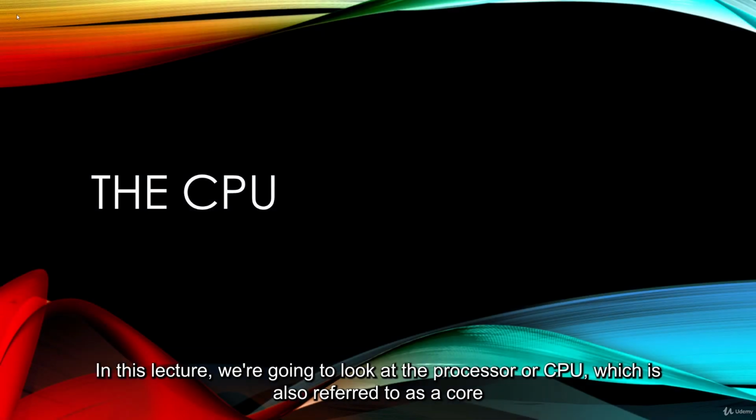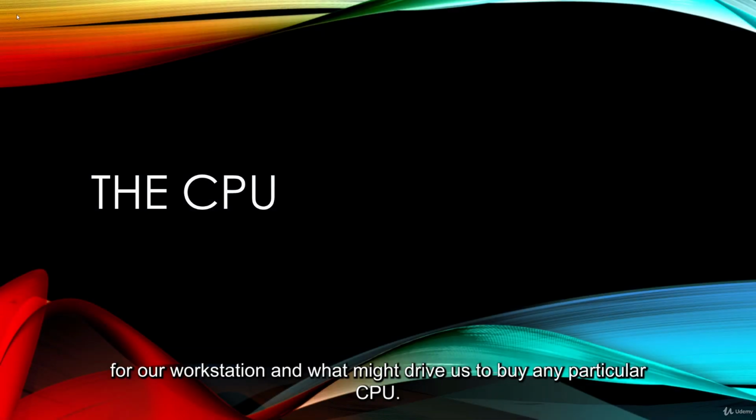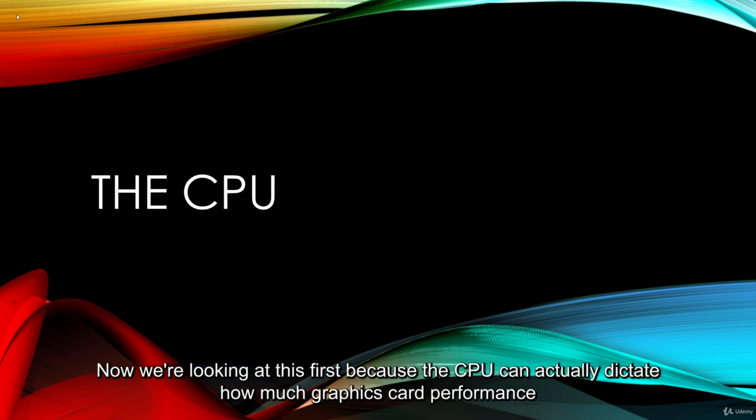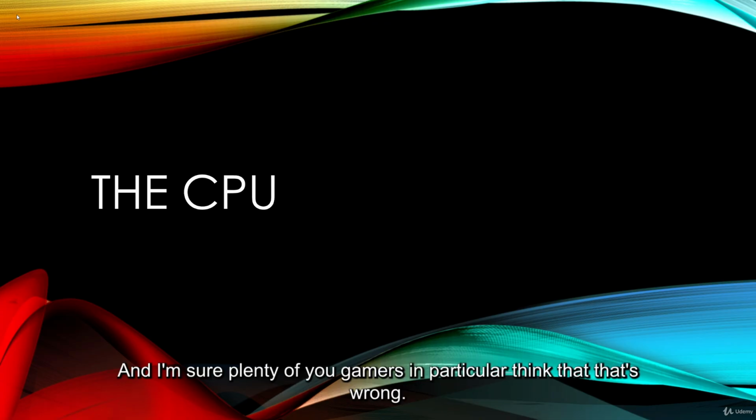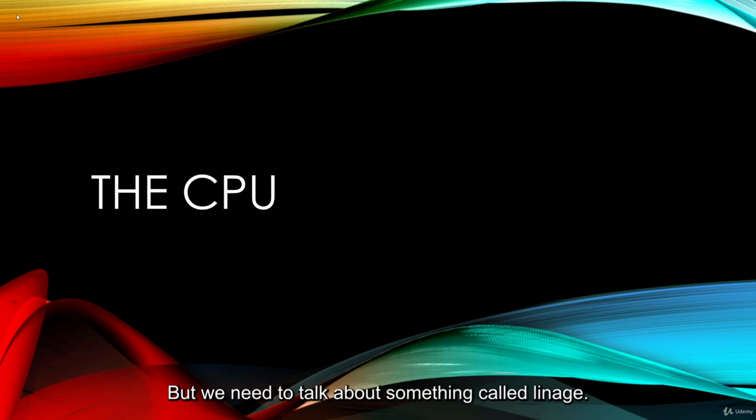In this lecture, we're going to look at the processor or CPU, which is also referred to as a core, for our workstation, and what might drive us to buy any particular CPU. Now, we're looking at this first because the CPU can actually dictate how much graphics card performance we might get out of our system. That sounds odd at first, and I'm sure plenty of you, gamers in particular, think that that's wrong, but we need to talk about something called laneage.